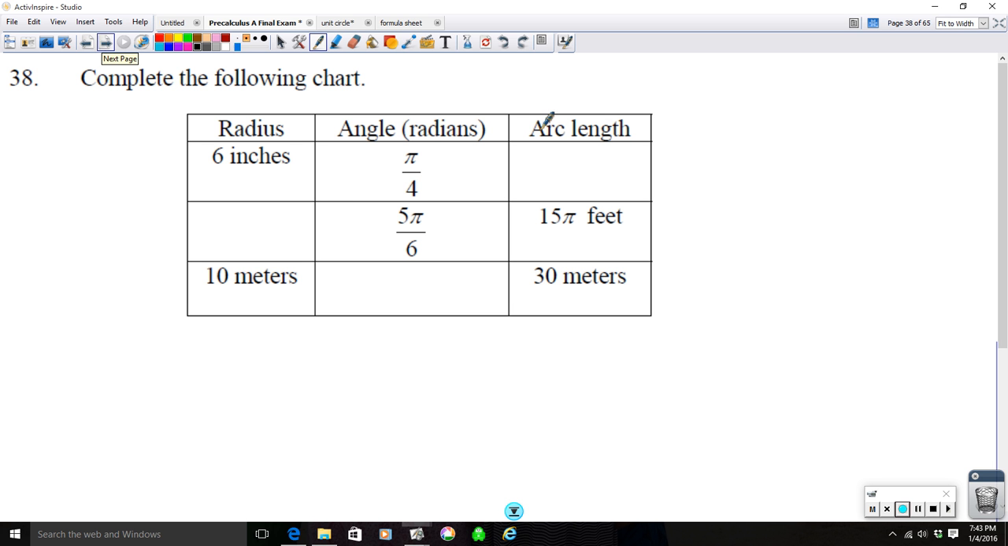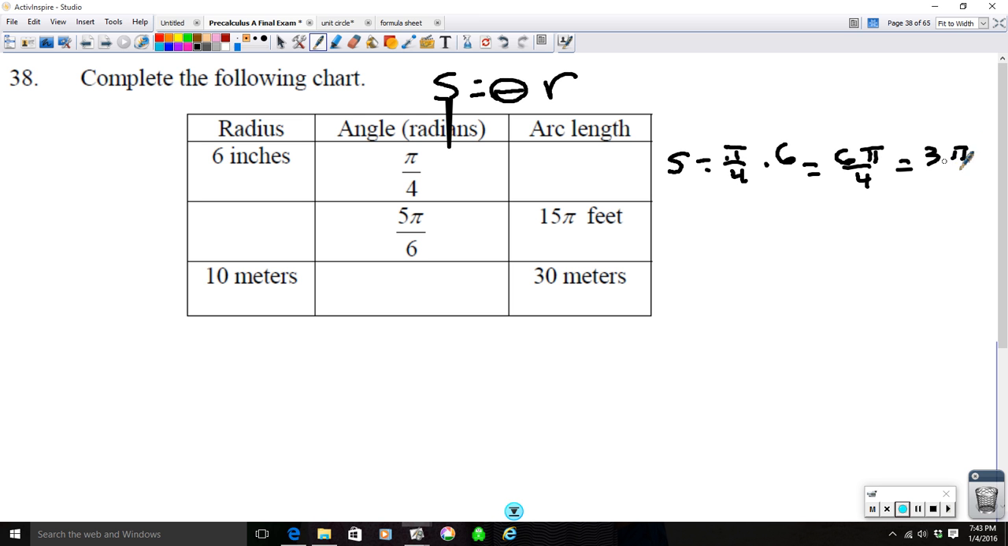This problem here, you are using the formula for arc length. So S, the arc length, is equal to the angle in radians times the radius. So for the first one here, arc length is what we're trying to find, is equal to the angle, which is pi over 4, times 6. So this gives you 6 pi over 4, which simplifies to 3 pi over 2 inches.